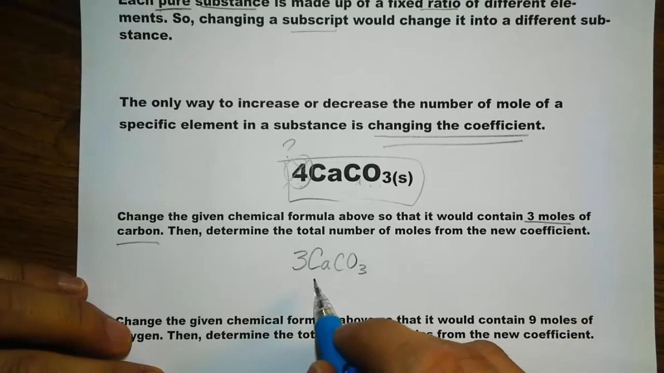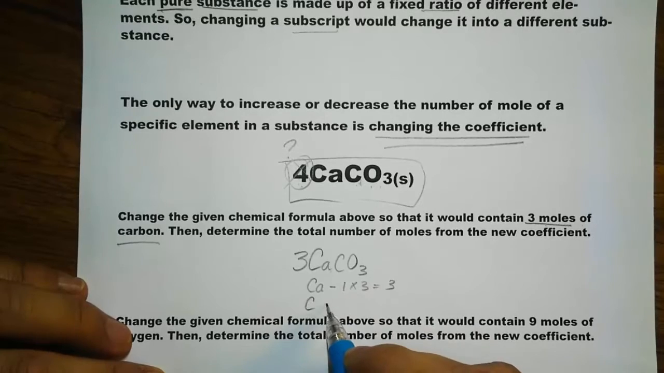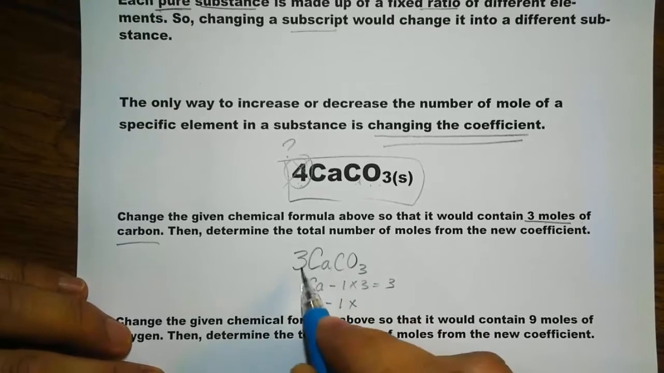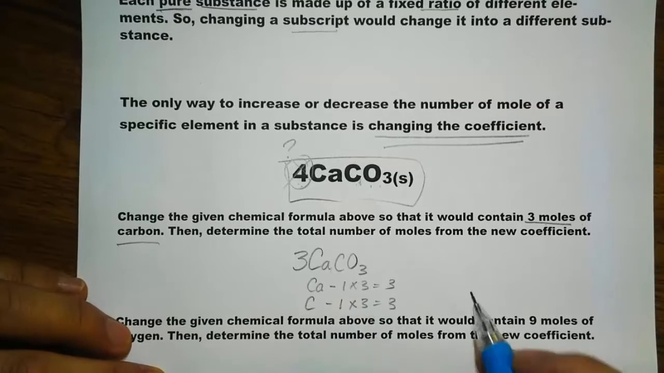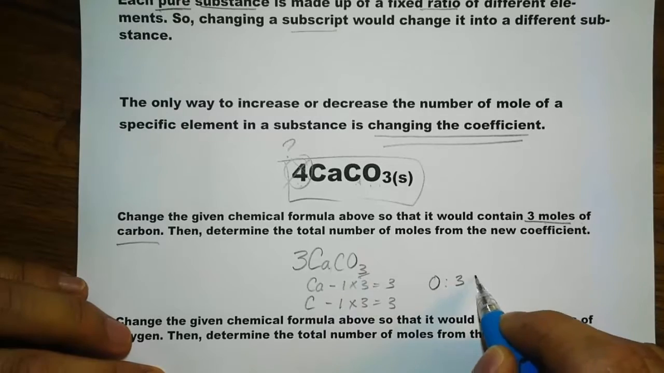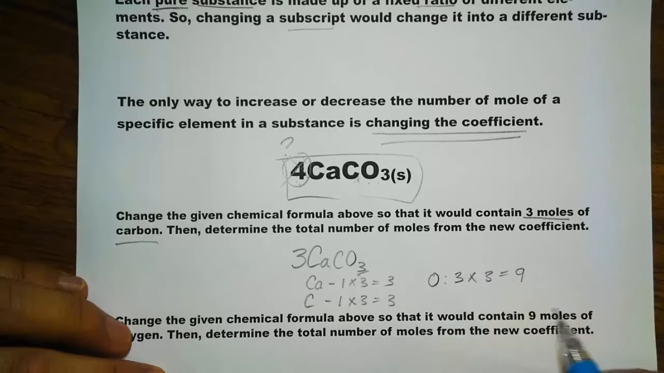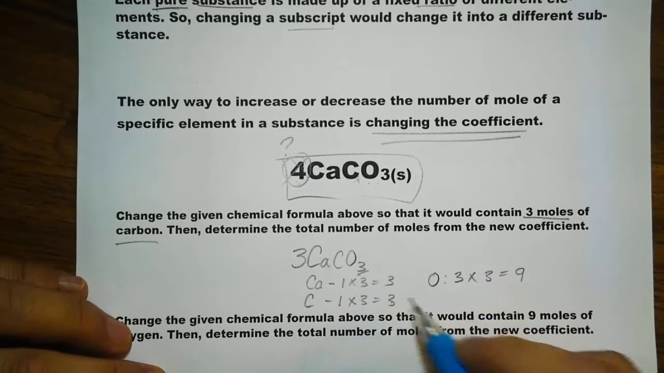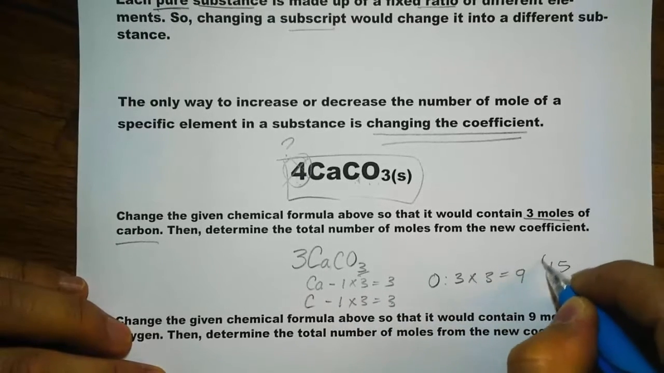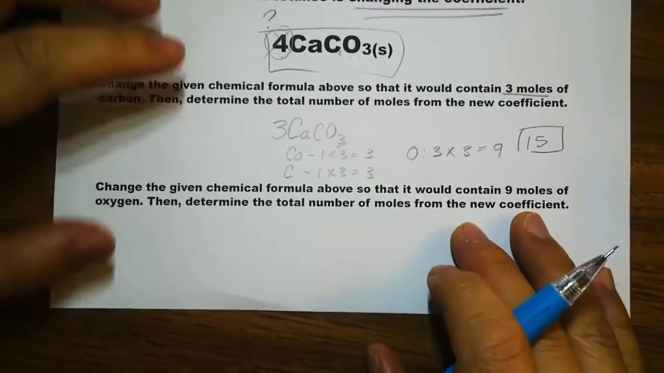In this case, how many calcium do we have? We have 1 right there, but there are 3 of it, so that gives us 3. And for carbon, no subscript, just 1, but there are 3 substances, so that gives us 3 again. And for oxygen, we have 3 because of that subscript 3 right there, multiplied by 3 because we have 3 substances, that gives us 9. So what's the total? 3, 6, 9. That gives us a total of 15 moles. Now do you see how changing the coefficient will change everything in terms of the number of moles?